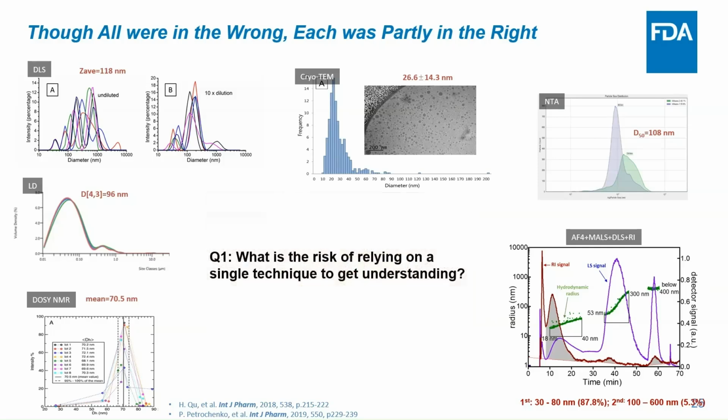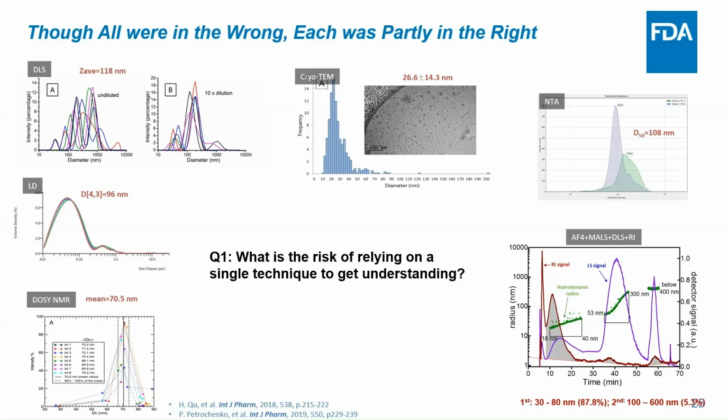The answer is all of them are correct, but all of them are wrong at the same time, because each technique has its own limitations. It only provides you the information, the assumptions, how that instrument is measuring. And we cannot directly compare one measurement by one technique to another measurement, right? We cannot compare Z average from DLS to cryo-TEM, because those are two totally different techniques. Those are two totally different mean values. And as I showed you earlier, it is reasonable for them to be different.